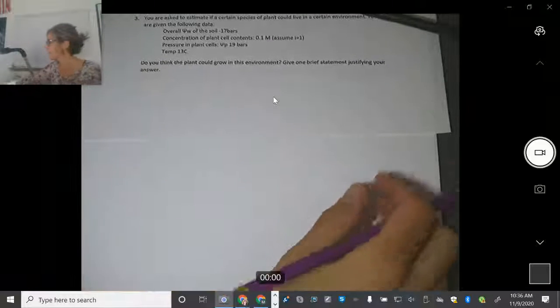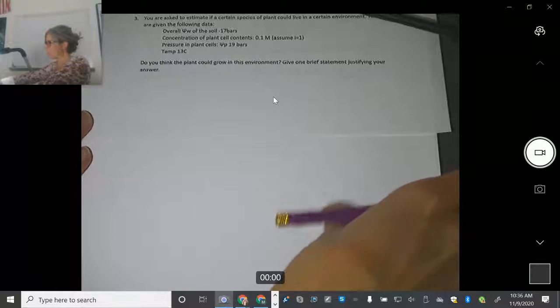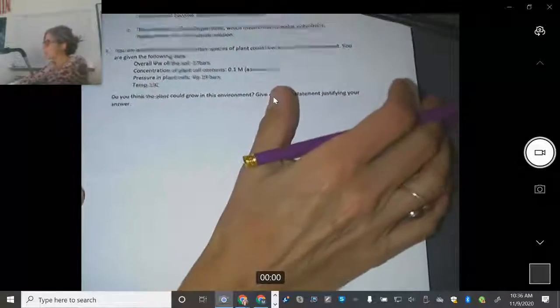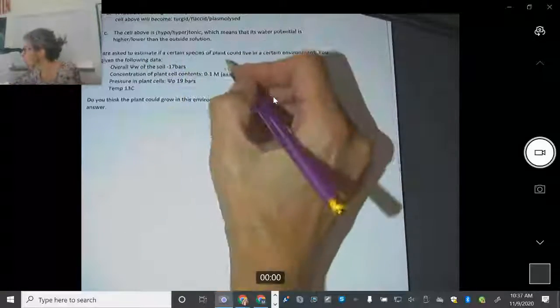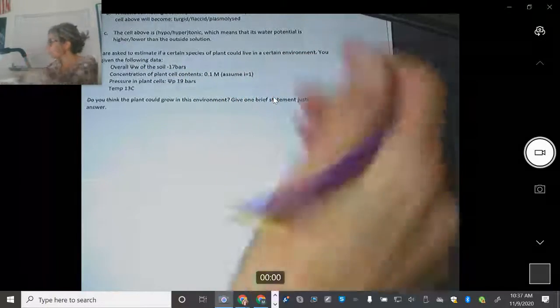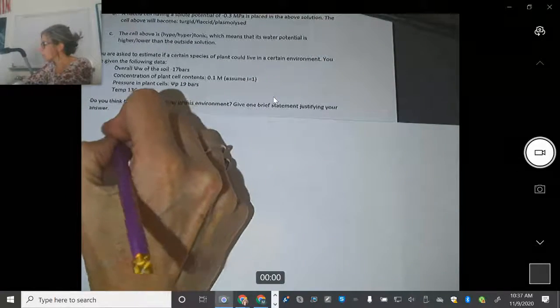Welcome to AP Biology. We're just working through the water potential practice problems, and we're on number 3 right now. Number 3 says if you are asked to estimate if a certain species of plant could live in a certain environment, and you're given the following data. Okay, so you've got some plant here.